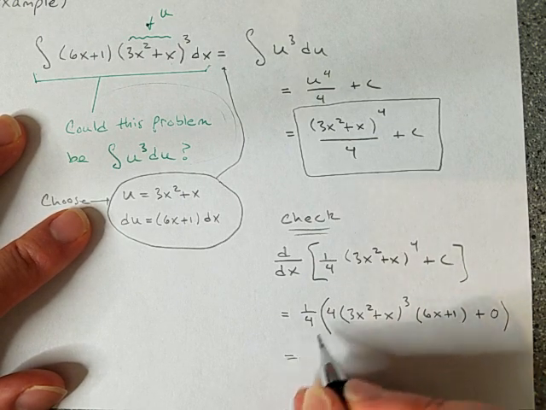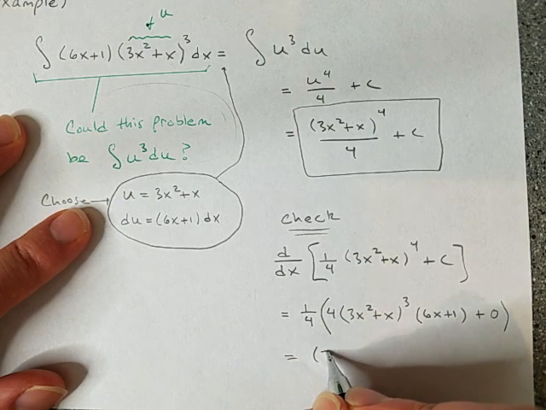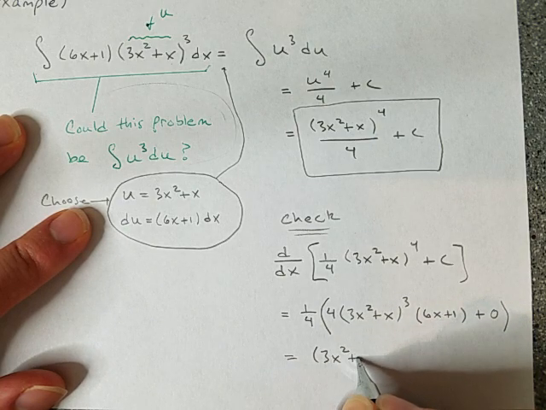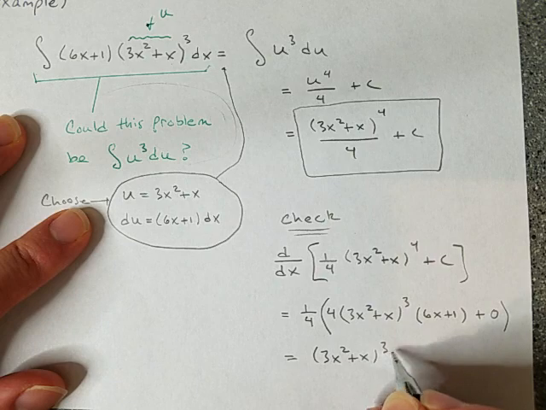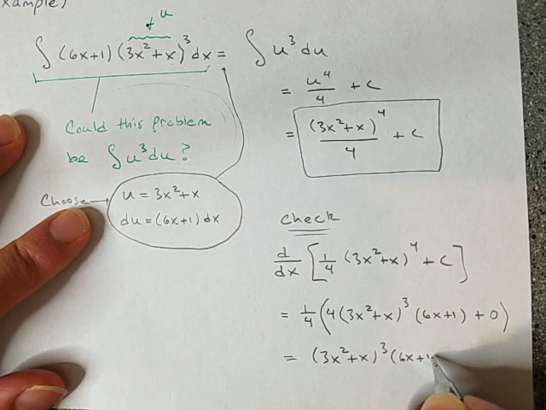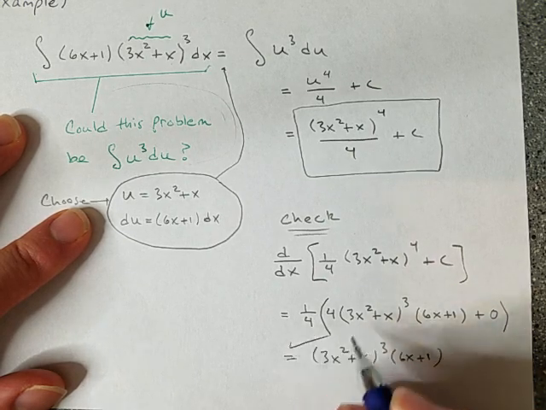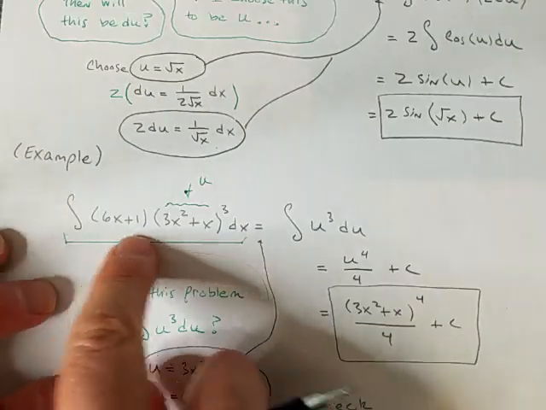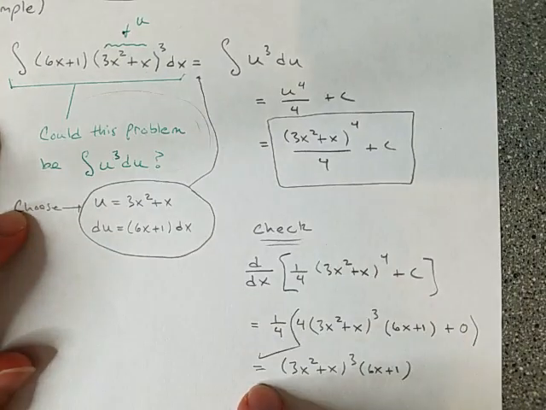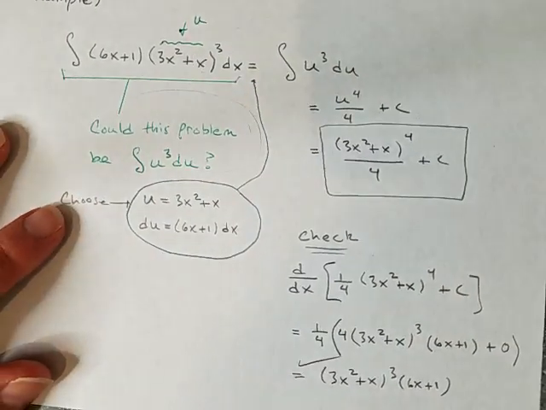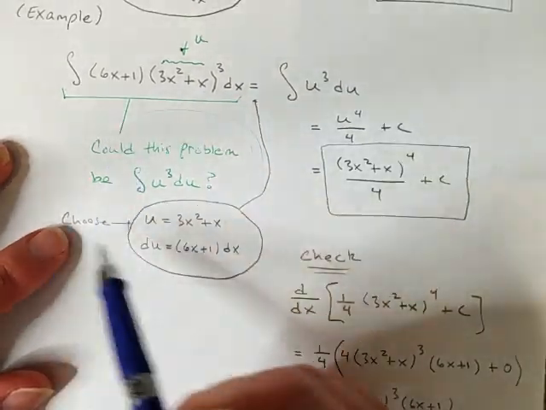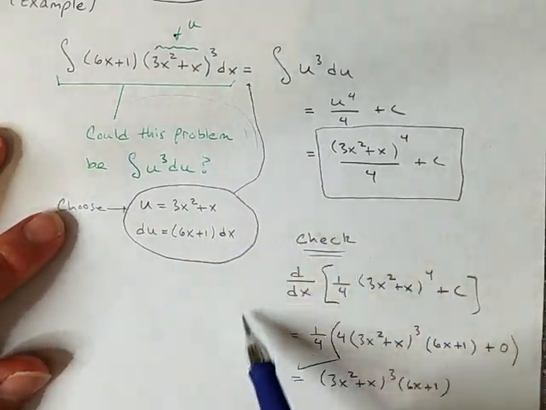And sure enough, the 4's cancel, and I'm left with 3x squared plus x to the third power times 6x plus 1. That is what I started with over there. So that checks it, that verifies it. No matter how I do a problem, that's how I know it's correct.